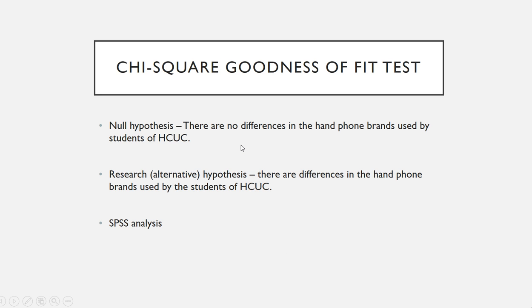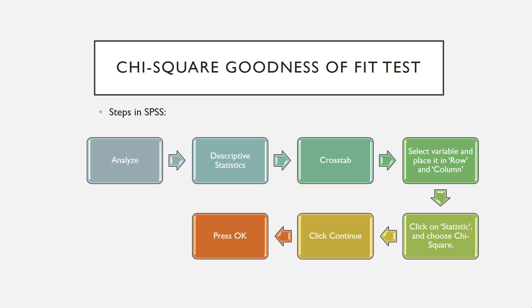Null hypothesis: there are no differences. These are the null hypotheses that you have developed earlier. And then the research alternative hypothesis says there are differences in the endpoint used by HCUC, and then you run an SPSS analysis. These are the steps which you can try for yourself.